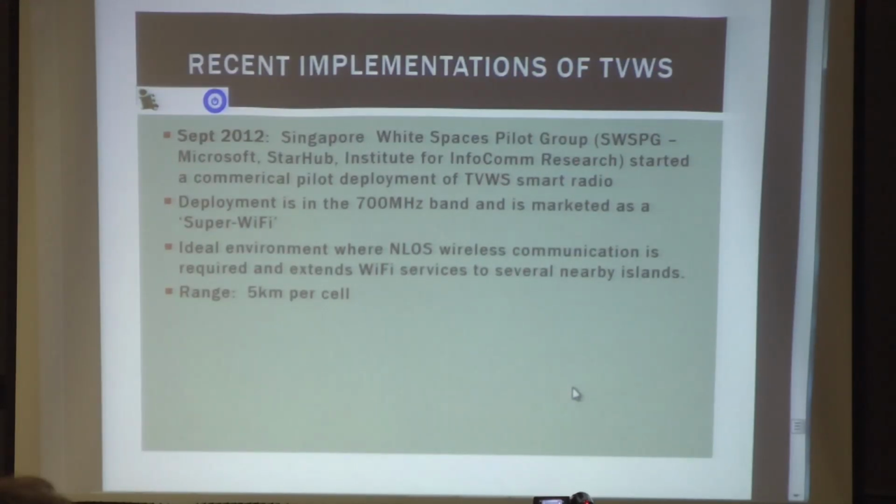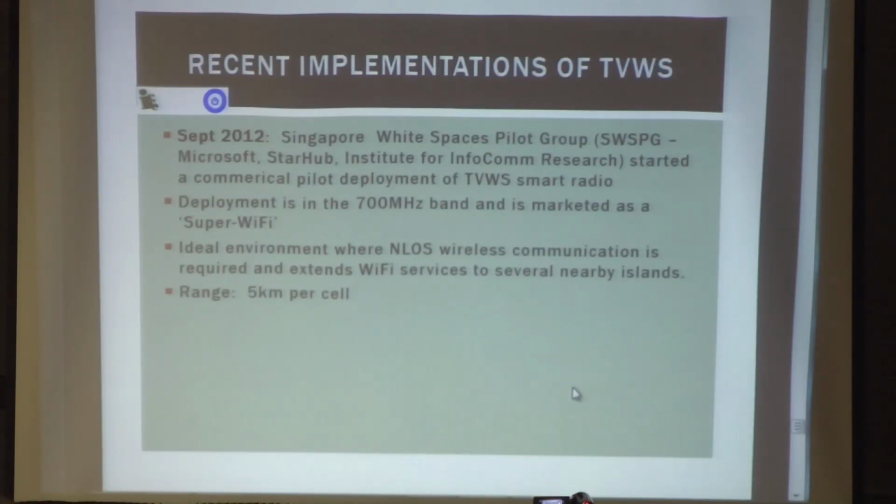The interesting thing about Singapore is that there are a lot of islands off the coast that do not have Wi-Fi access. So they try to cover those areas. They consider that a rural area, so they try to cover it by providing wireless access through the 700 megahertz band.